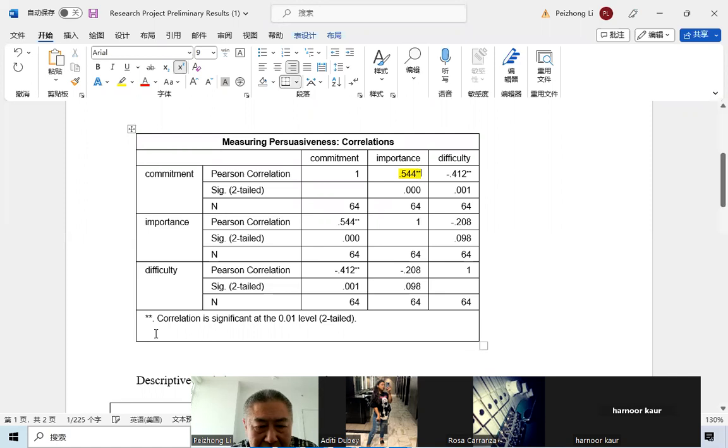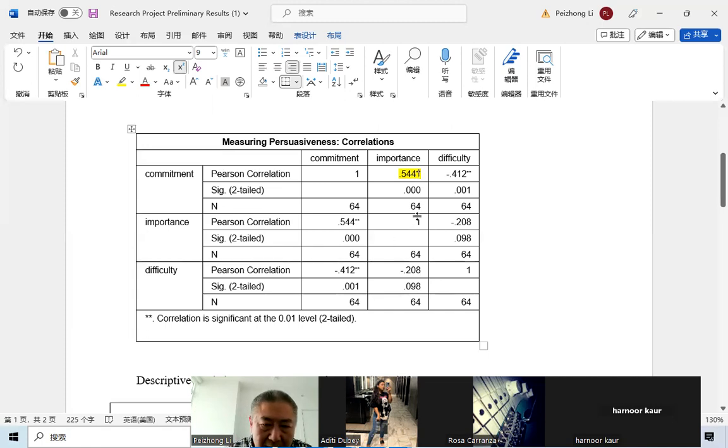What does that mean? That means correlation is significant at 0.01 level. Forget about two-tailed. It's good. It is strong. It is very strong. So significant at 0.01 level. That is a highly strong correlation.